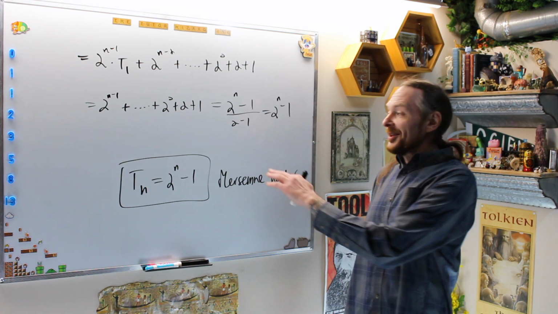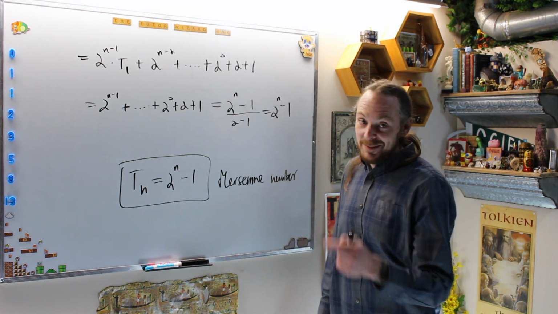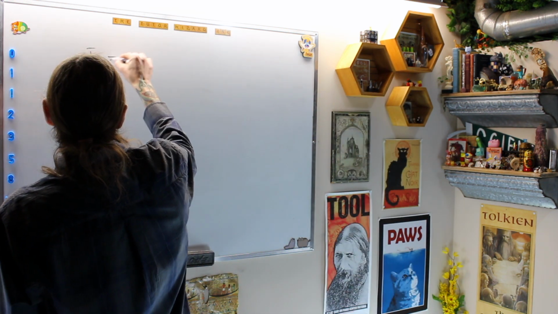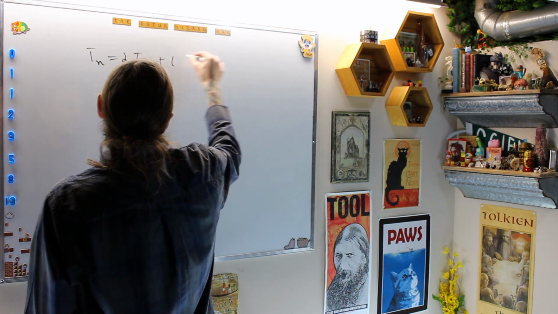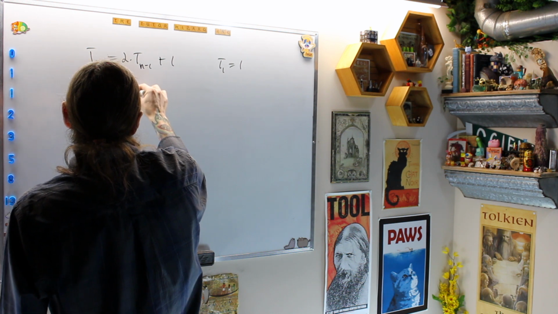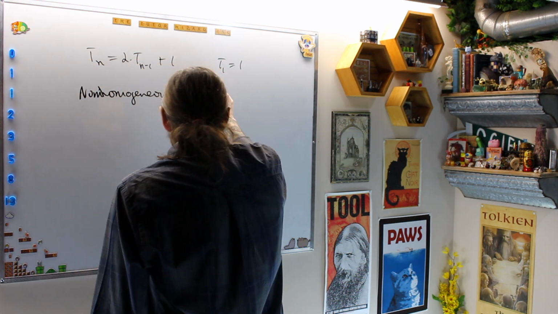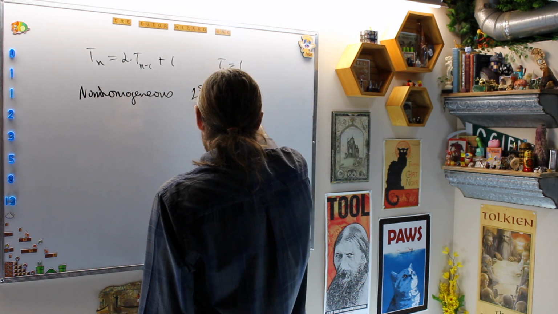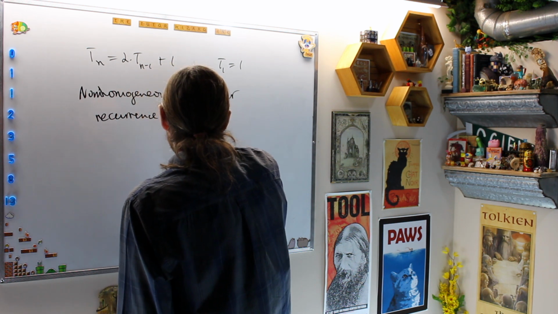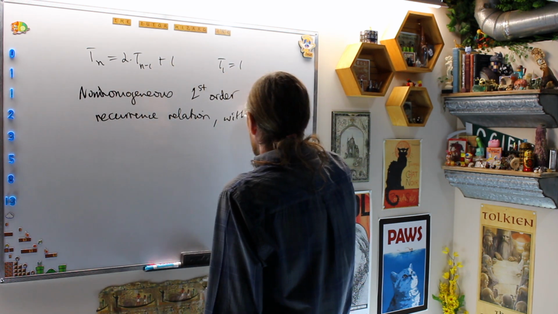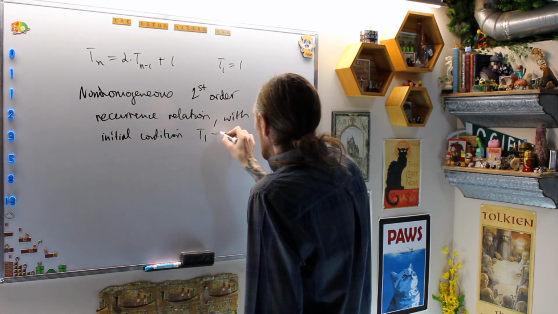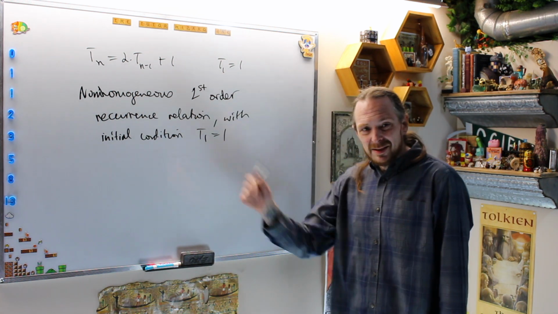If you didn't like that, you're not going to like the heavy machinery I'm about to do now, so skip forward 2 or 3 minutes. Proof 2 of this closed form. Tn equals 2 times Tn minus 1 plus 1, T1 equals 1, is a non-homogeneous first order recurrence relation with initial condition T1 equals 1. I need a starting point, and then you can compute this.